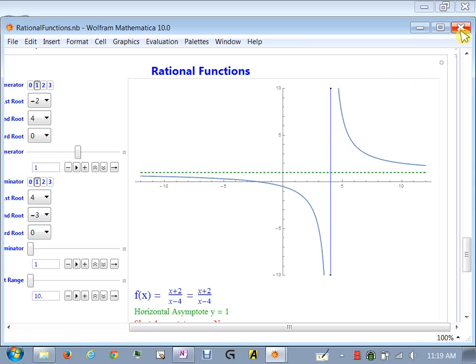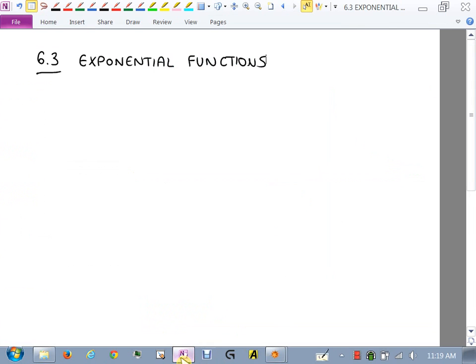So our last function is called an exponential function. What I'm going to do is try to motivate the idea of where they come from with an example. I'm going to call this 6.3. I'll try to make my notes somewhat organized today. I'm going to call this the folding paper example.